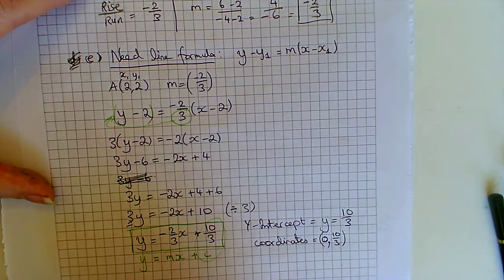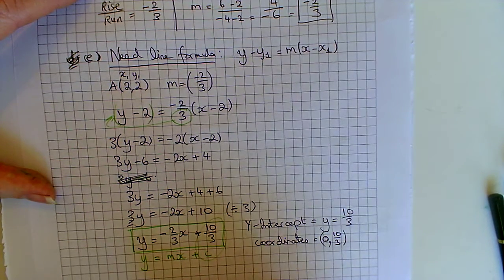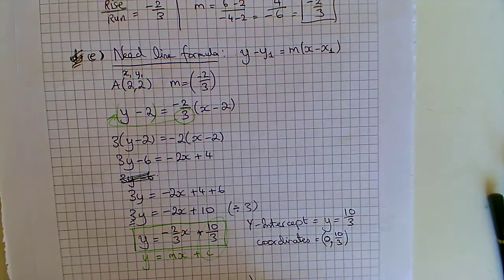Okay, how do I then find the coordinates of where it cuts the x-axis? So it cuts the x-axis wherever y is equal to 0. Why is that?